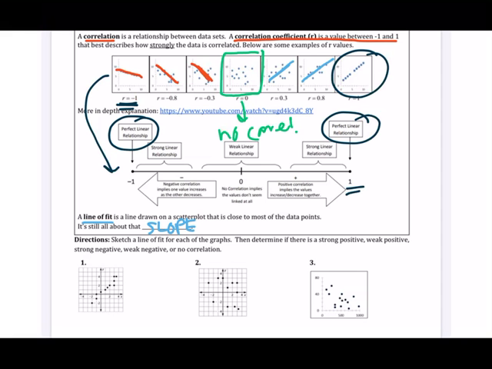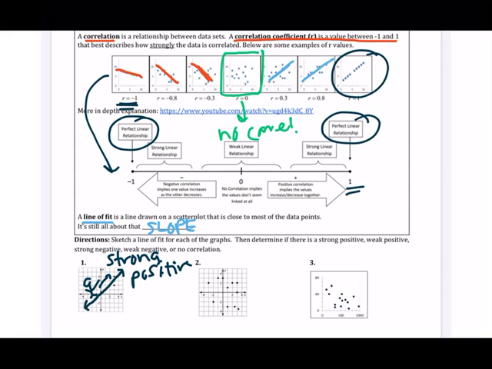Okay, looking at number 1, I could draw a line like this. And that line seems to be incredibly close to all of those points. So I would say that this is a strong correlation. And if I drew a little person on this, he's walking uphill. So this is a strong positive correlation.